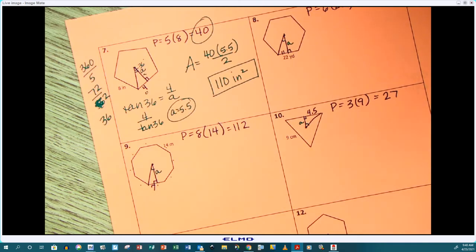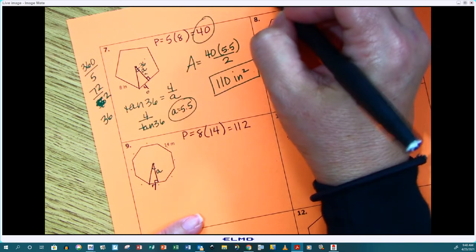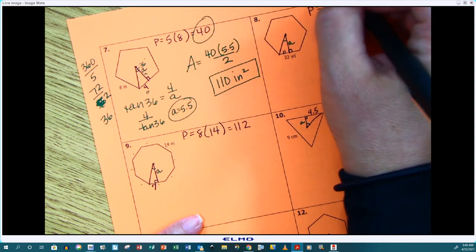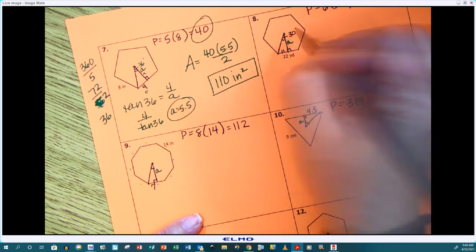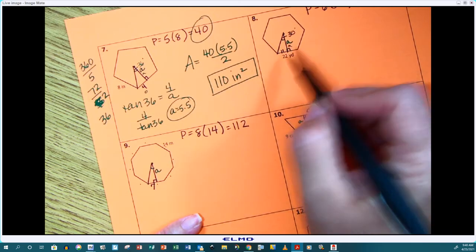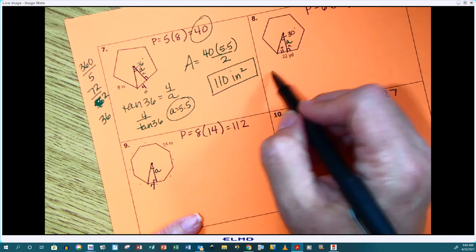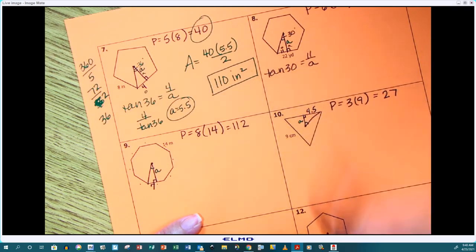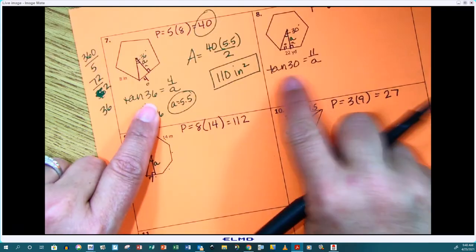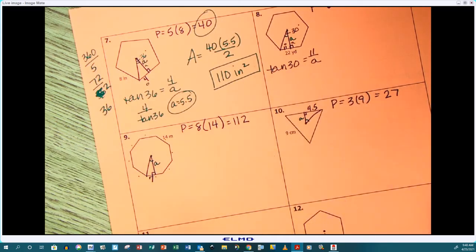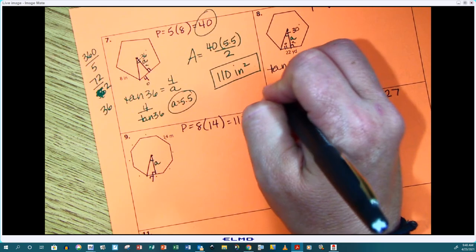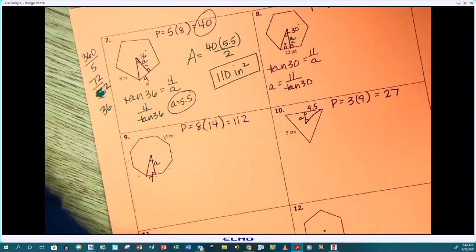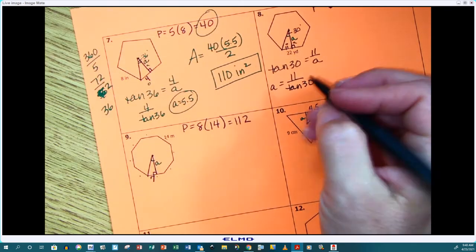So now let's do this one. 360 divided by 6 sides is 60, divided by 2 is 30. So this angle is 30 degrees. This is adjacent, 11 is opposite. The tangent of 30 is opposite over adjacent. Do y'all notice it's the same? Okay, so we're just going to do the same thing again. So my apothem is 11 over tangent 30, which is 19.05.